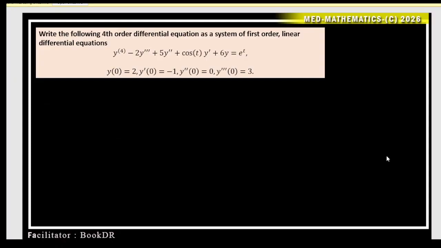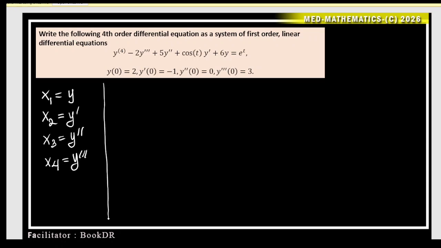We have to write the following fourth-order differential equation as a system of first-order linear differential equations. Good. To begin with, we will introduce some new variables to represent y and its derivatives. So let's call x1 to represent y, x2 to represent y prime, x3 to represent y double prime, and x4 to represent y triple prime.